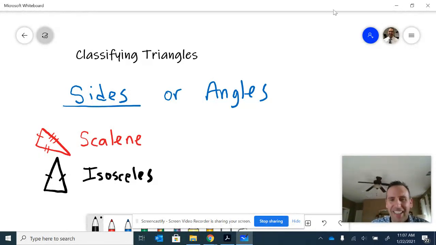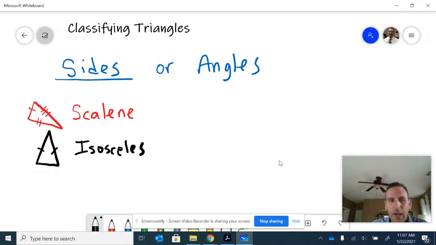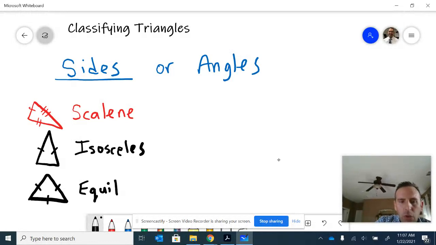And then lastly, you can have a triangle where all of the sides are equal in length. Okay, so this side is equal to this side is equal to this side. This is called equilateral, or equal length. All right. Equilateral triangles, by the way, by definition, are also isosceles. But the best way to talk about them is equilateral. That way people really know what you're talking about.